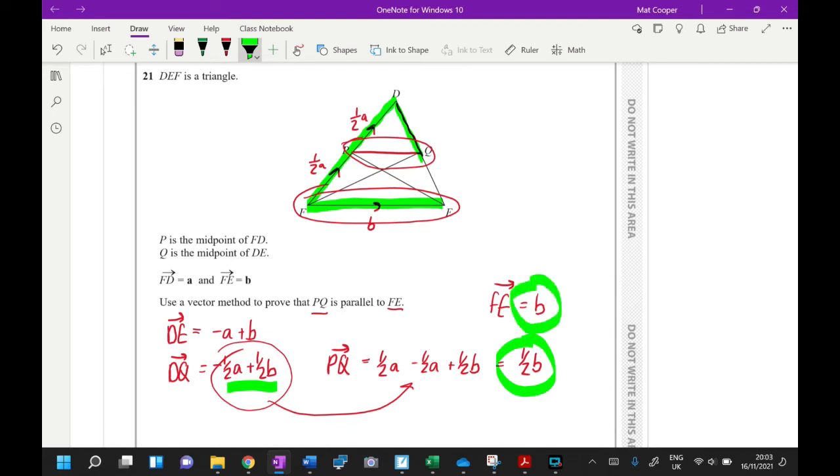And do you remember two vectors are parallel if you can show that one is a multiple of the other? Well, yeah. F to E is twice as long as P to Q. It's a multiple of P to Q. So P to Q is parallel to F to E because it is a multiple of.